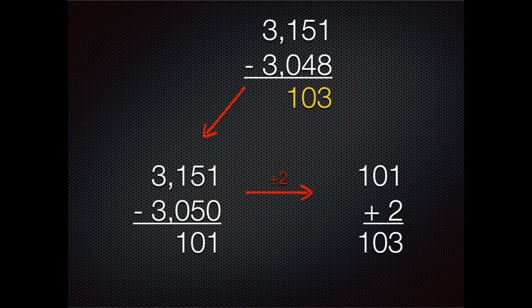We can check our work by using inverse operations. In other words, you could write down 3,048 plus 103 and make sure that your addition and subtraction here are correct.